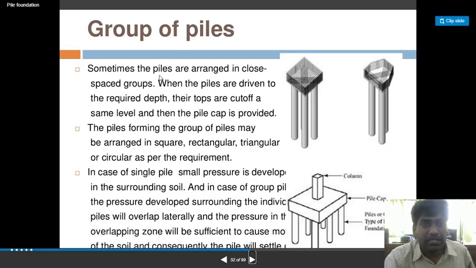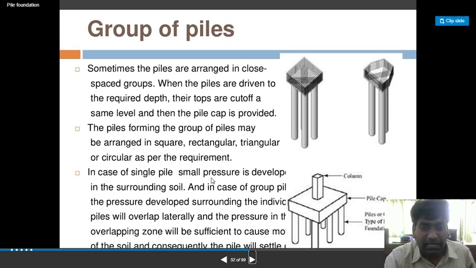Group of piles. Sometimes the piles are arranged in a closed space group. When the piles are driven to the required depth, their tops are cut off at the same level, and then the pile cap is provided. So this is a way of providing piles or other types of deep foundation. Pile cap is provided, and after that the pile column is provided. The piles forming the group may be arranged in a square, rectangular, triangular, or circular pattern as per the requirement.